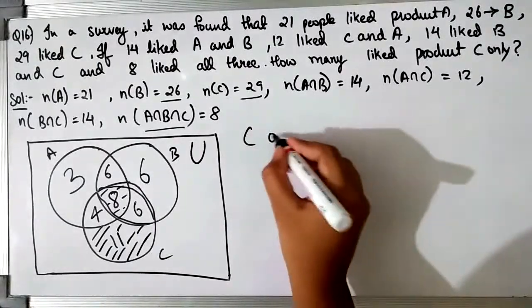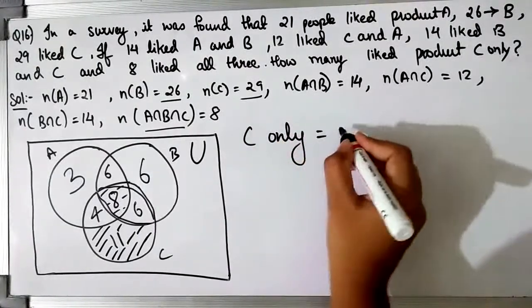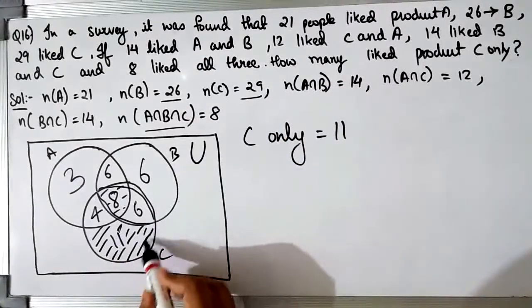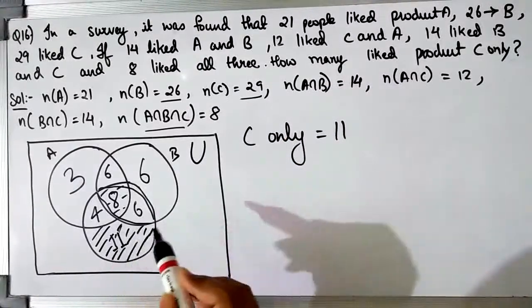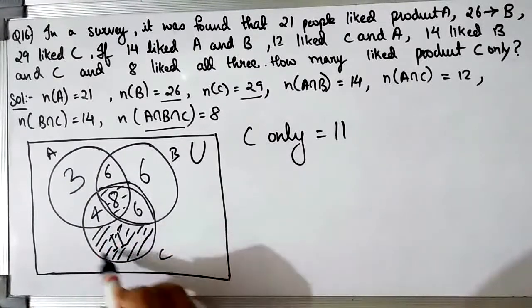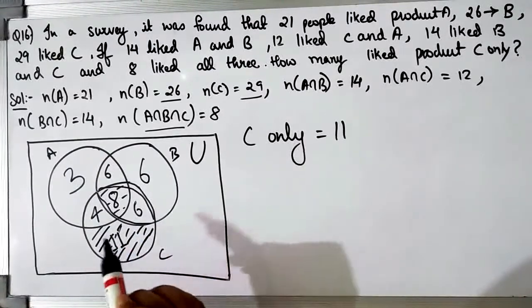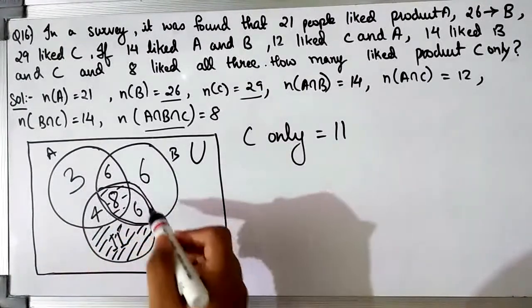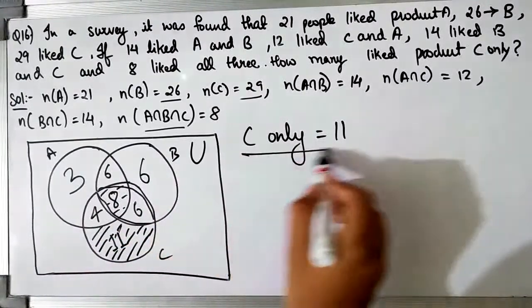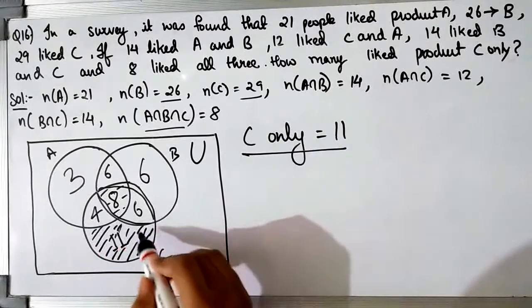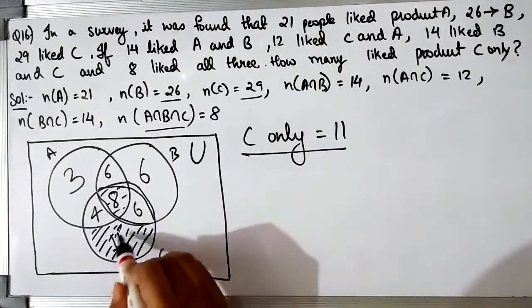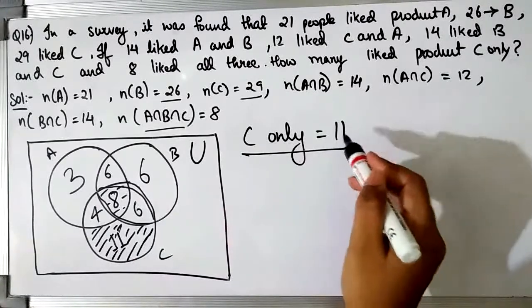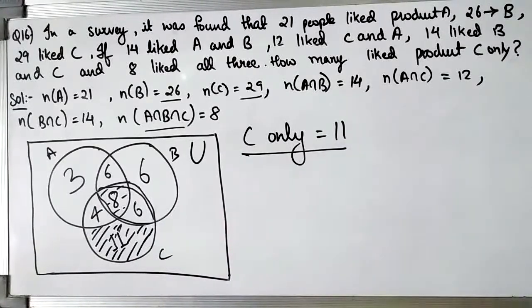So when they have asked us the number of people who like C only, it means there are 11 people who like C, because only this region represents the number of people who have a liking for product C and do not like any other product other than C. So when they have asked C only, you have to shade this region, and this region represents 11 people. So the number of people who like product C only is equal to 11.